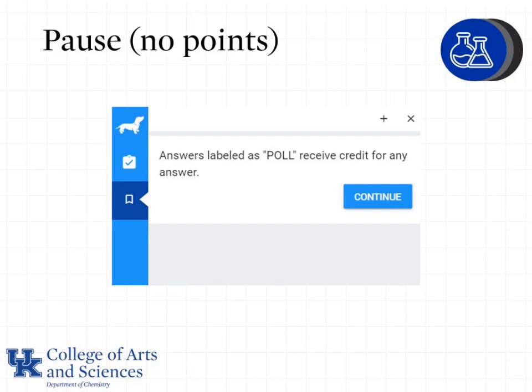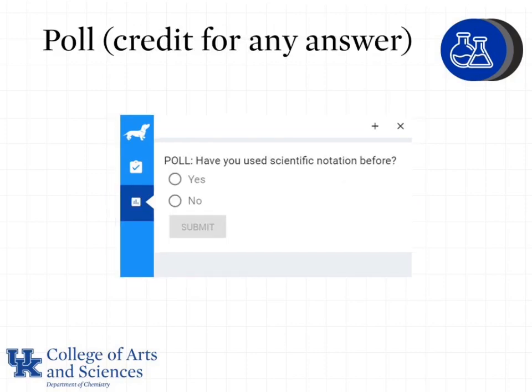There are several types of integration used in PlayPosit lessons, one of which is the pause. There are no points associated with this type of integration, and there are no questions that you need to answer. You'll read the information that's given, and then click Continue to move forward. The next type of integration you might see is a poll. In a poll, any answer will receive credit for just responding.